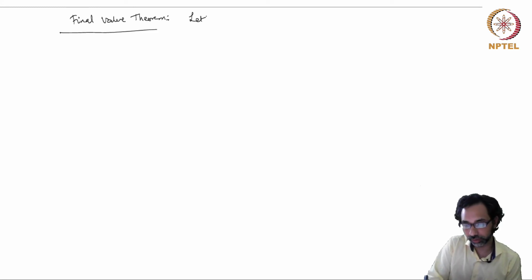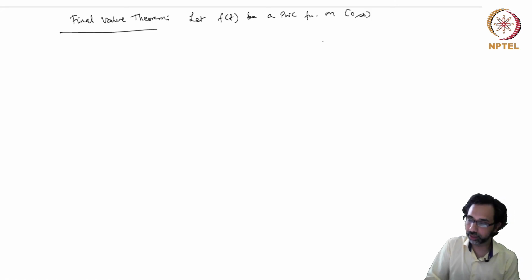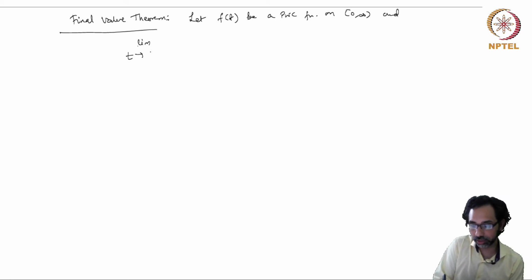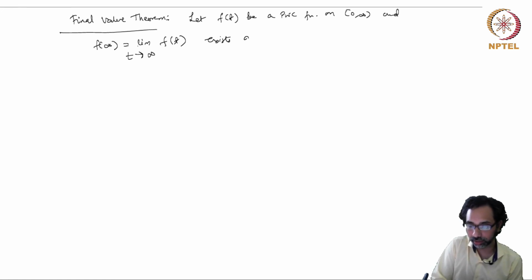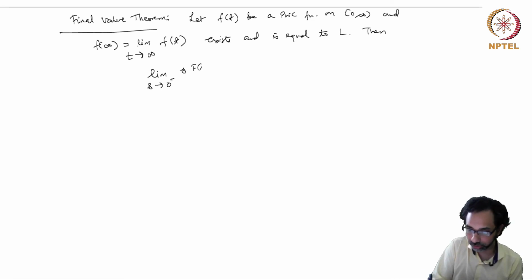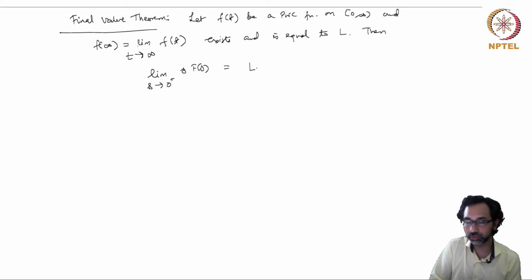So the final value theorem says that if f(t) is a piecewise continuous function on 0 to infinity, and the limit as t goes to infinity exists, so this is why it is the final value theorem, we take the limit at infinity, so f(infinity) exists and is equal to some value L, then the limit as s tends to 0 plus of s F(s) exists and is also equal to L.